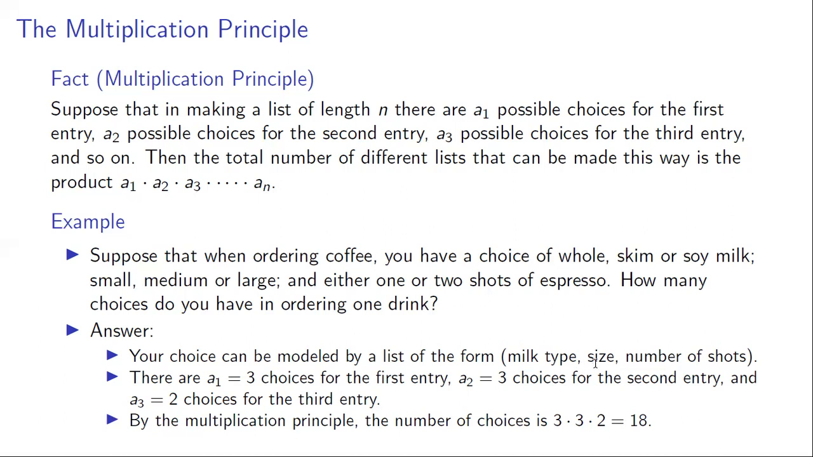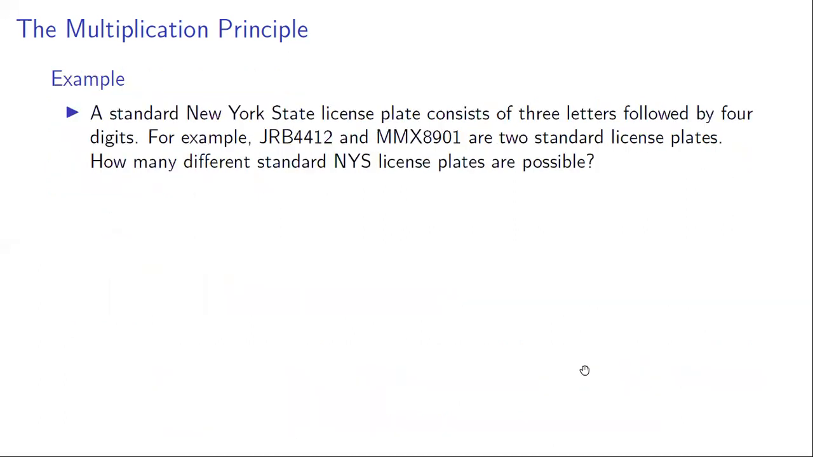The second entry has to be a size. It cannot be a milk type, right? So you cannot repeat things, because each entry in that example is a different type of thing. But in a standard license plate, you can repeat letters, you can repeat digits. No worries about that. So the question is, how many different standard New York State license plates are possible?